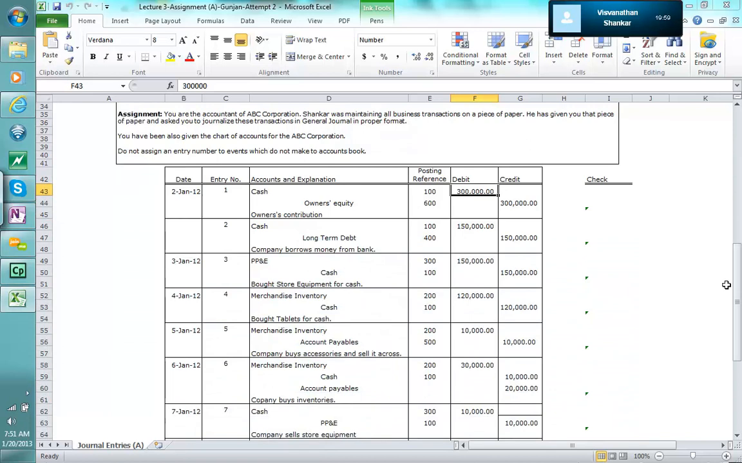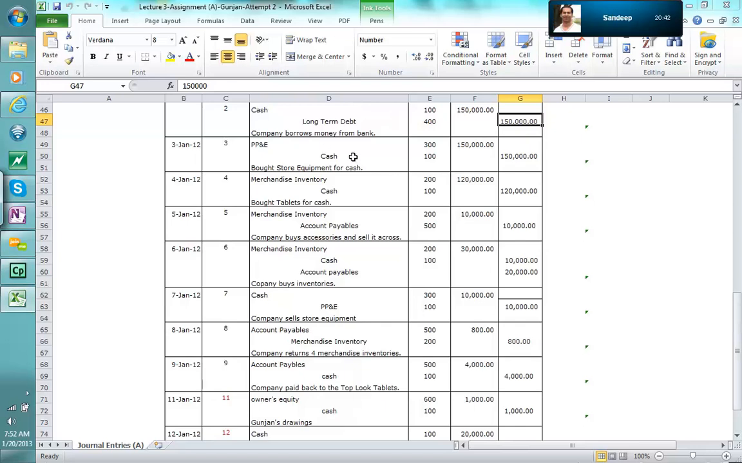The first transaction was that the owner contributed money. It means cash will go up and owner's equity will also go up. When cash goes up, it is an asset, so it will be debited. Owner's equity is increasing, so it will be credited. Similarly, the second is the company borrows money. Once again, when it borrows money, an asset goes up, cash goes up, so that is 150. Then the credit is a liability, debt is a liability, so the increase will be noted with a credit.